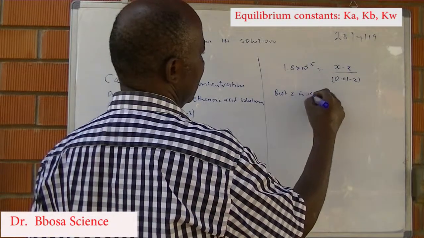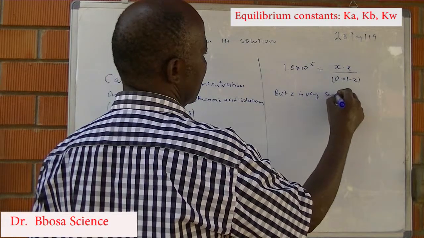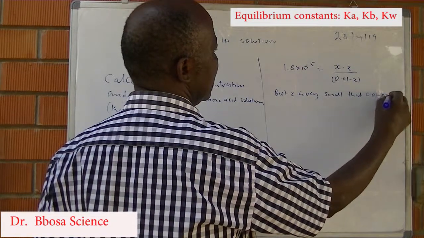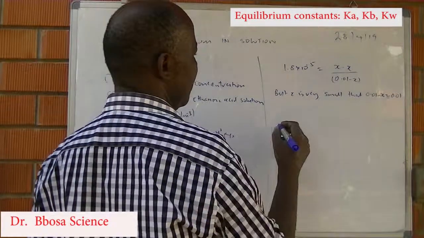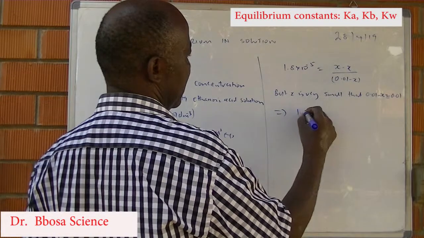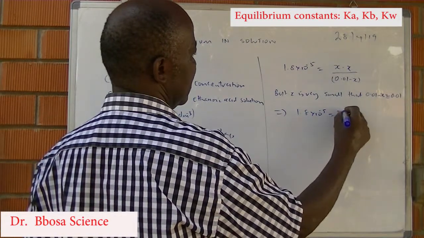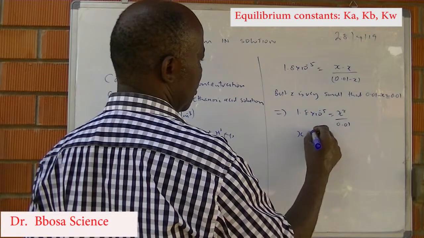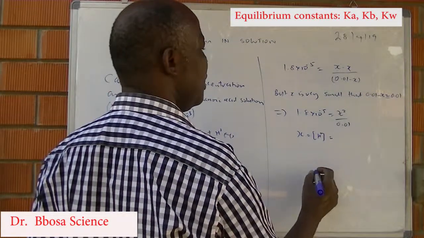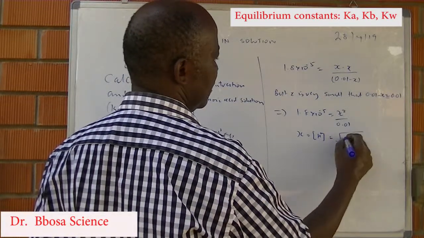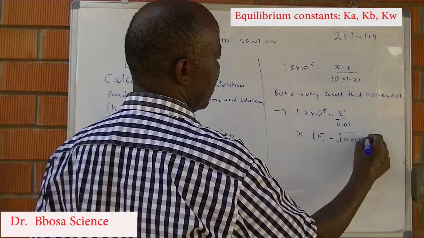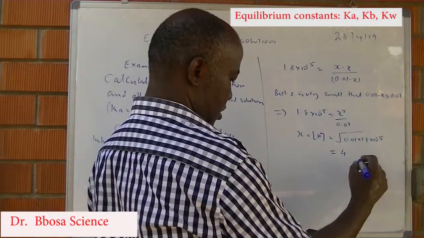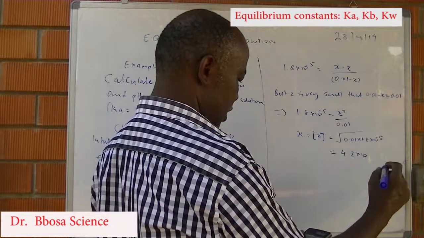But X is very small, so that 0.01 minus X is approximately equal to 0.01. It implies that 1.8 times 10 to the power negative 5 will be equal to X squared over 0.01, and X, which is equal to the concentration of hydrogen ions, will be equal to root of 0.01 times 1.8 times 10 to the power negative 5, which is equal to 4.2 times 10 to the power negative 4.